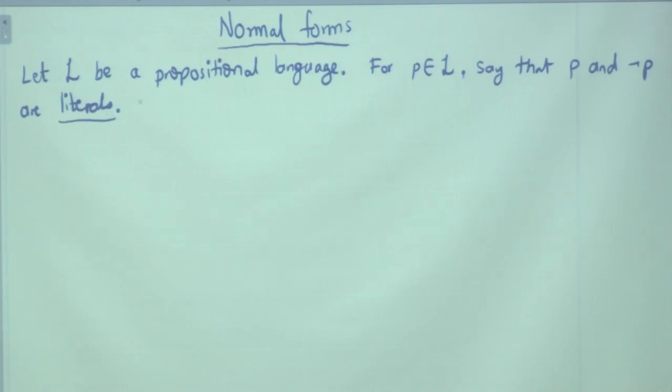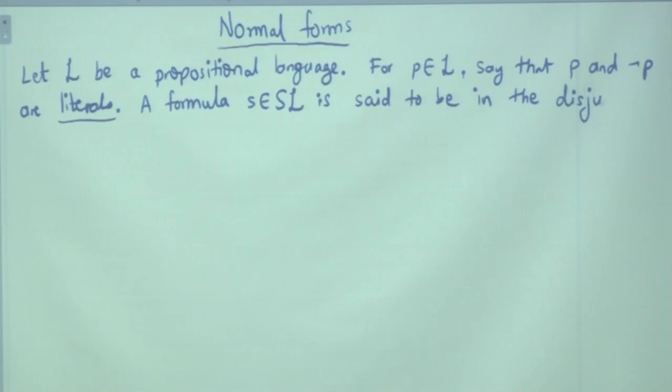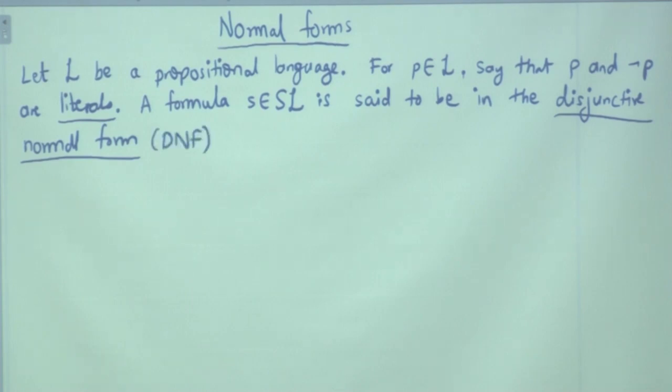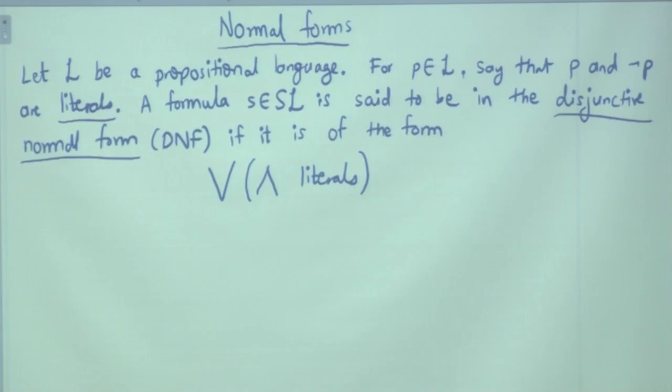A formula S in S_L is said to be in the disjunctive normal form, which I am underlining, in brackets DNF, that's how we normally pronounce it, if it is of the form disjunction of conjunctions of literals. Of course, these are finite sets. We are taking the disjunction of finitely many conjunctions of literals.